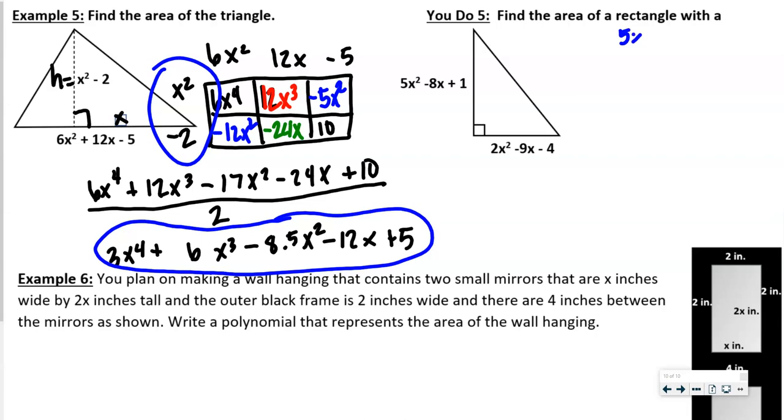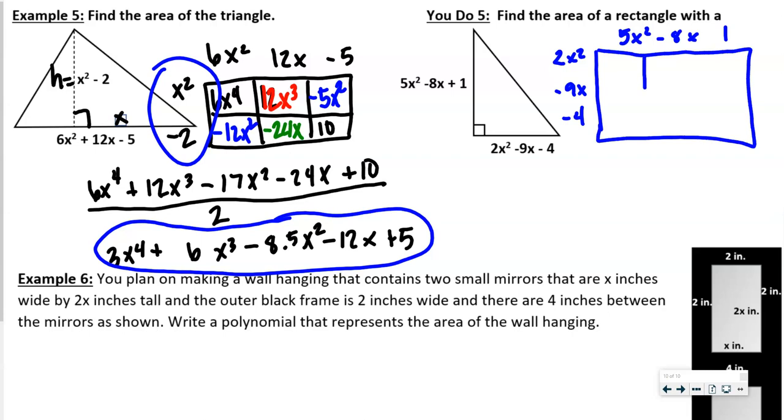So we got 5x squared minus 8x and a 1. And down over here, we got our 2x squared, a negative 9x, and a minus 4. Now this time you are going to see that what we talked about with the diagonals is going to work out because we've written this in descending order and there's nothing missing, okay? So let's start with that 2x squared times 5x squared, so that's going to be 10x to the fourth. Then we're going to do negative 8x times 2x squared, so that's going to be negative 16.